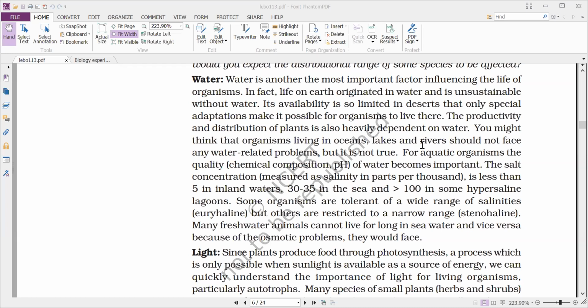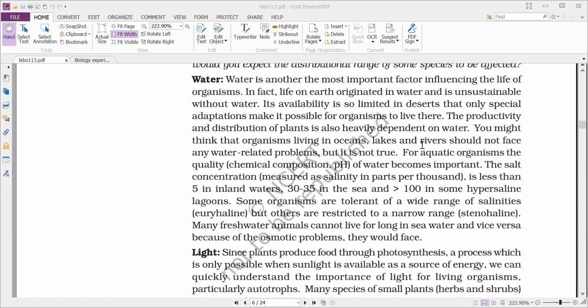So that is what we can see here. For aquatic organisms, the quality, that is the chemical composition and pH of water, becomes important. That is, the salt concentration measured as salinity in parts per thousand is less than 5 in inland waters.